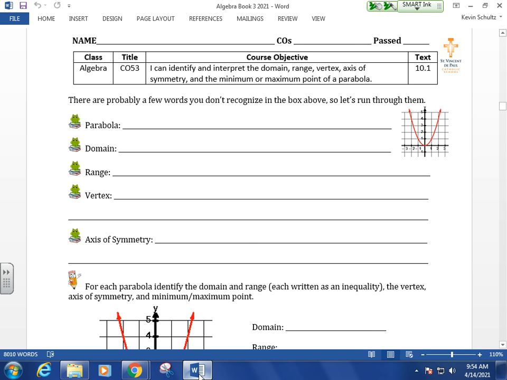We are kicking off Unit 8, which is all about quadratic equations. And the reason why we are talking about parabolas is we'll get right to defining it here. A parabola is the graph of a quadratic equation. Okay, the graph of a quadratic equation.